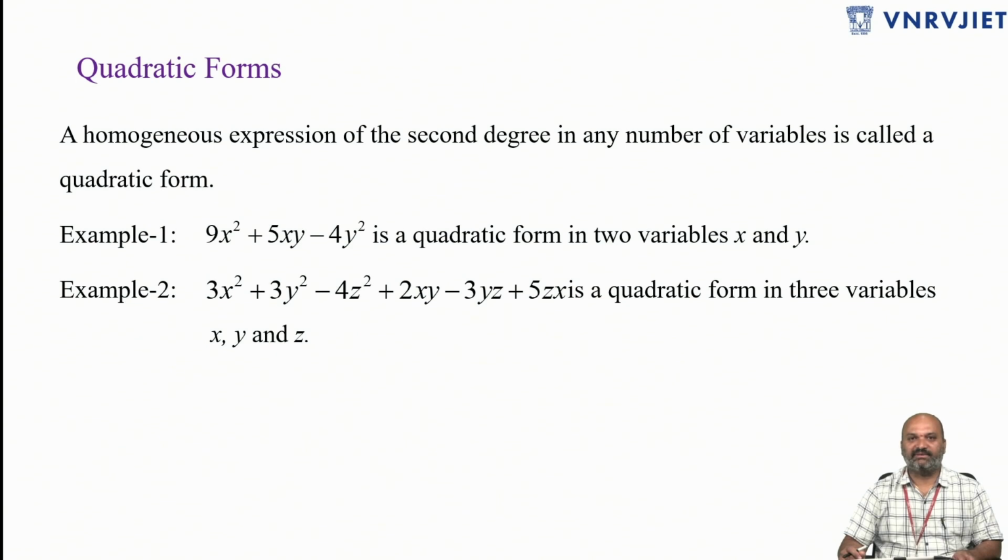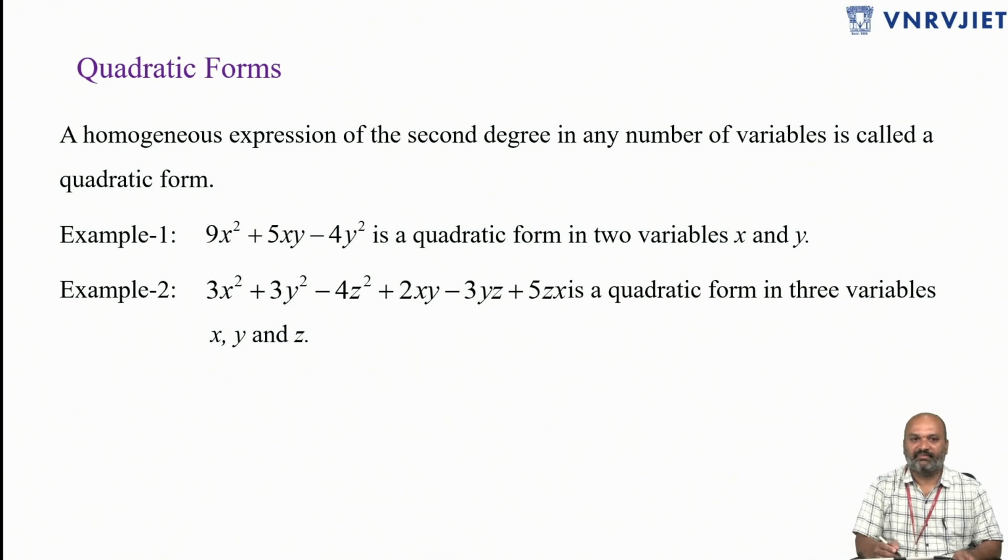So first, what is meant by quadratic form? Quadratic form means it's homogeneous, and quadratic means it's degree 2. So a homogeneous expression of the second degree in any number of variables. The variables can be 2, 3, 4 or any number of variables. The degree of the expression must be 2. That is, every term must have the same degree, that is 2. A homogeneous expression of the second degree in any number of variables is called a quadratic form.